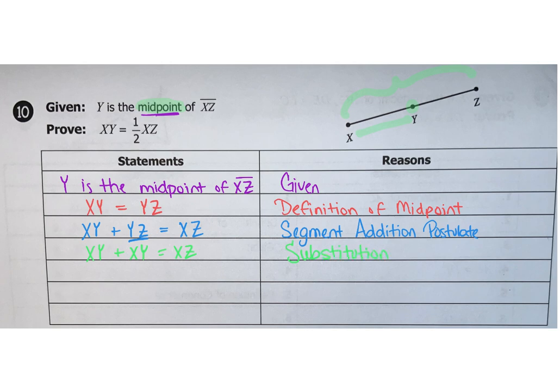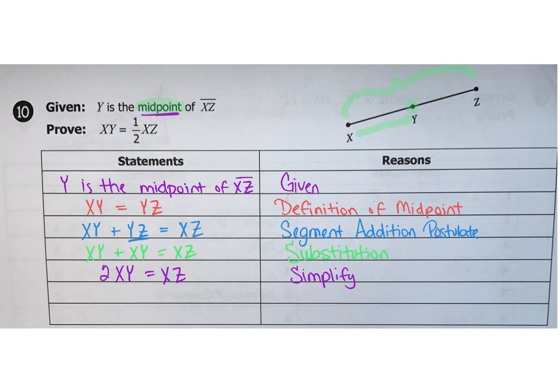I can do that because they equal each other, so I can use substitution here. So on the left-hand side, I have XY plus XY. What's an easier way to write that? 2XY. Why can I do that? What rule tells me that? Just simplifying, right? Combining like terms tells me I can do this. So I am just simplifying here.